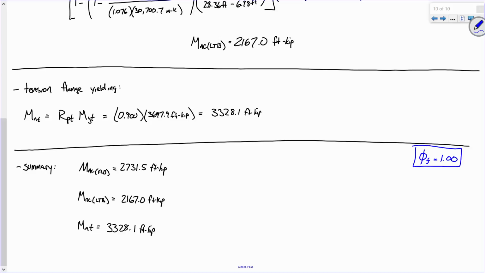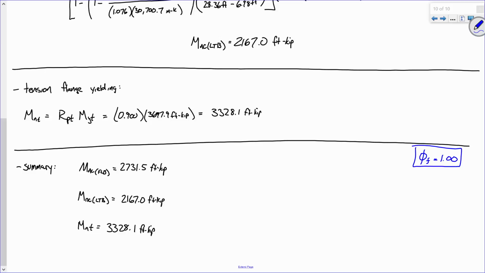So to summarize, this first one is the capacity of the compression flange in local buckling. Do you remember that video when they were loading the girder and the flanges started to crinkle? By themselves, the flanges started to buckle. I propose that for this girder, that's going to happen at 2731 foot kips. But what's going to happen first is this. The compression flange is going to experience lateral torsional buckling before that happens.